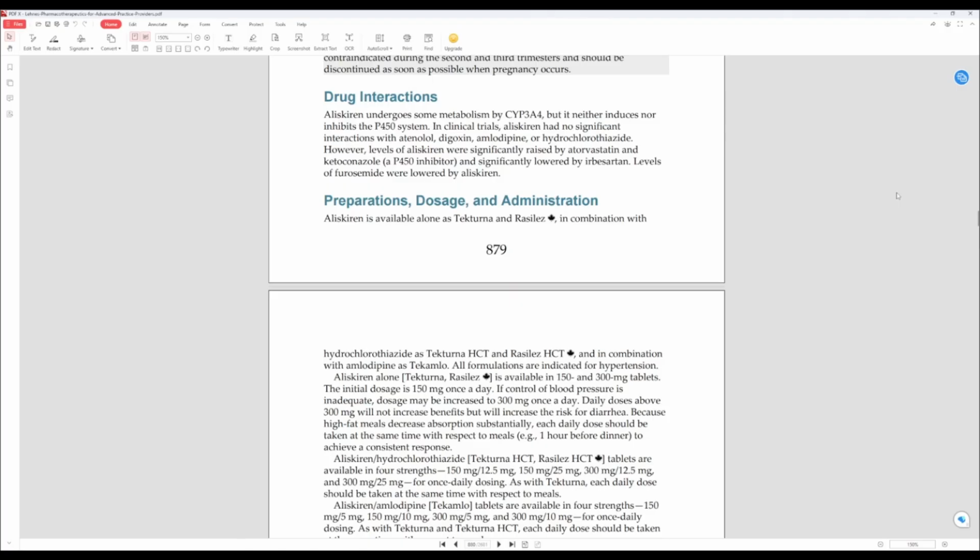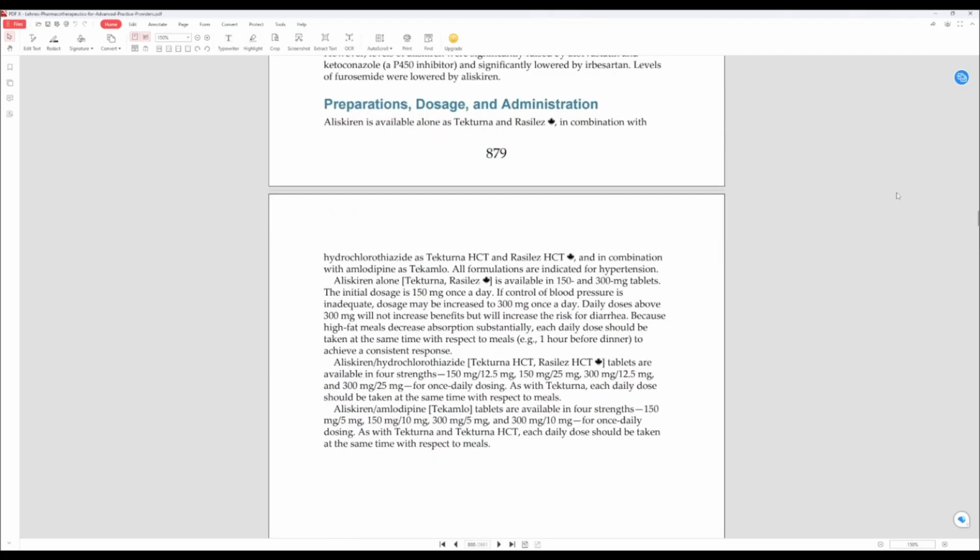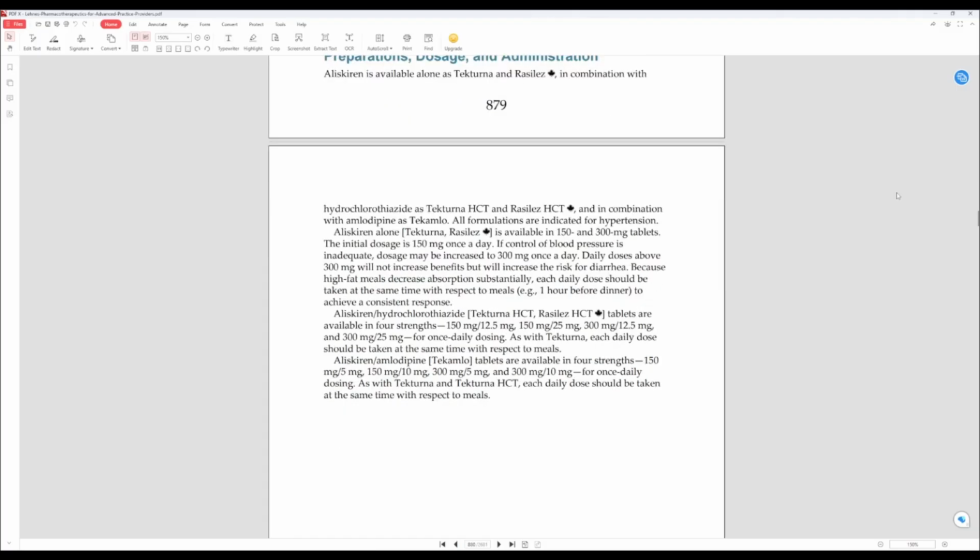So what is its preparation, dose, and administration? Aliskiren is available alone as Tekturna and Rasilez, in combination with hydrochlorothiazide as Tekturna HCT and Rasilez HCT, and in combination with amlodipine as Tekamlo. All formulations are indicated for hypertension.